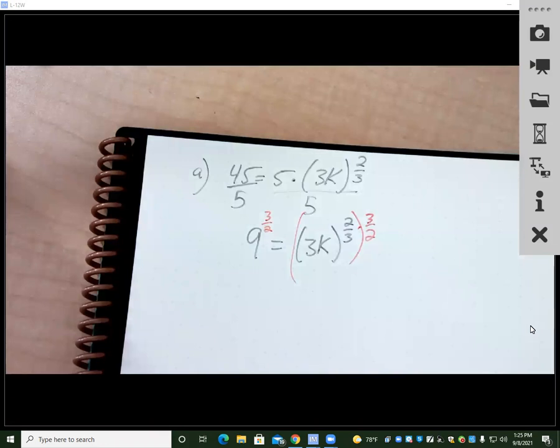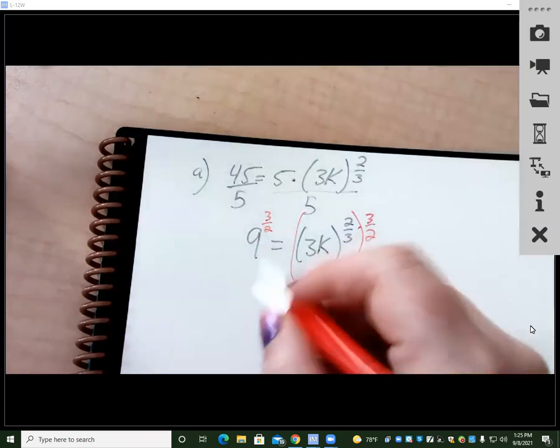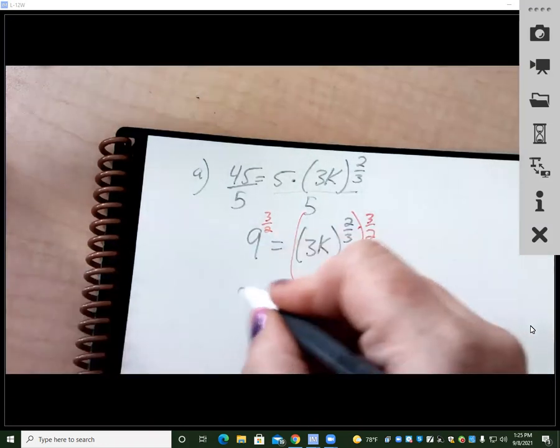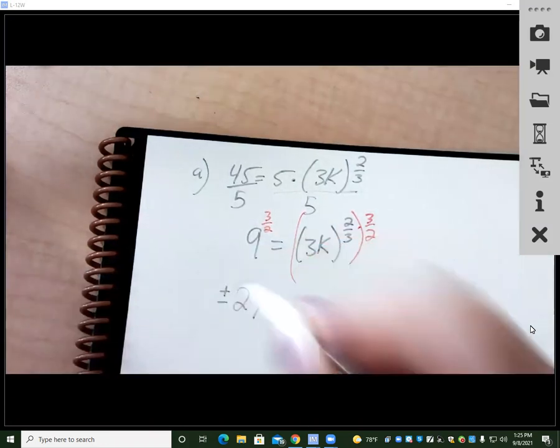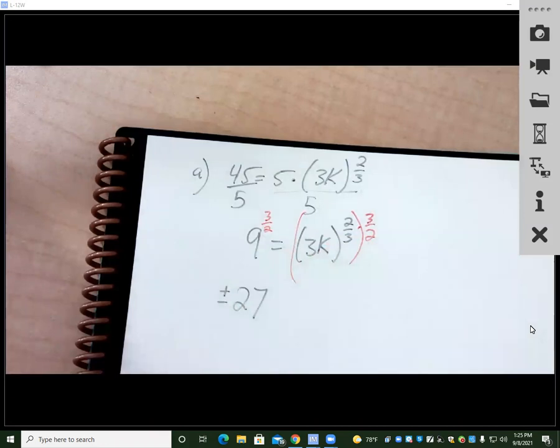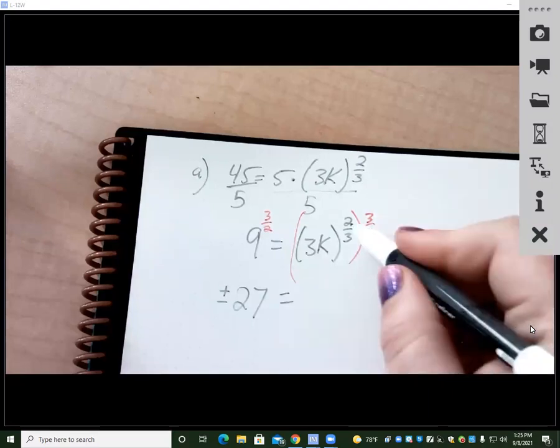Grace? Yes, would it be positive and negative or no? Yes, positive and negative. Because the square root of 9 is both 3 and negative 3. And then when I cube it, I'm either going to get positive 27 or negative 27. On the right-hand side, those two cancel, so I'm just left with 3k.